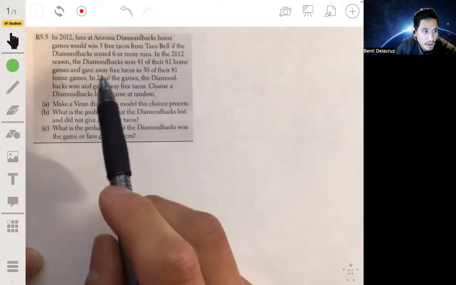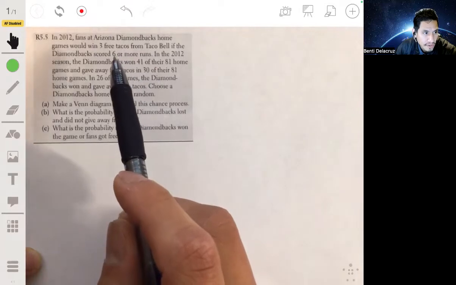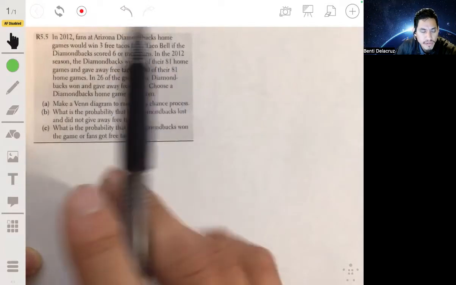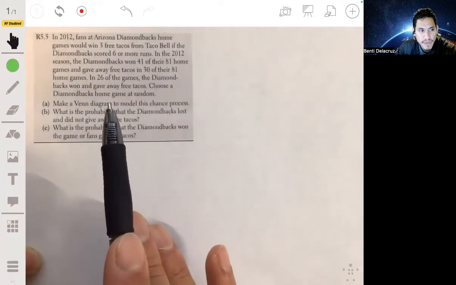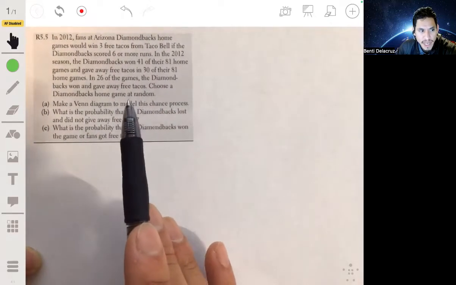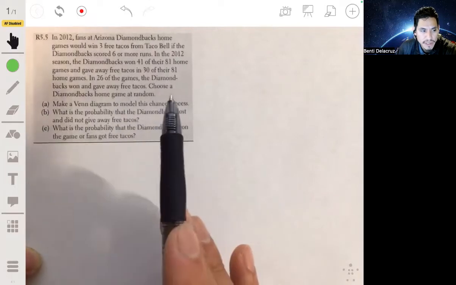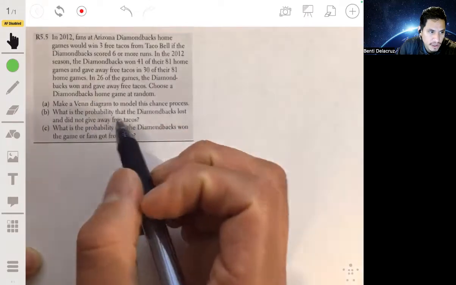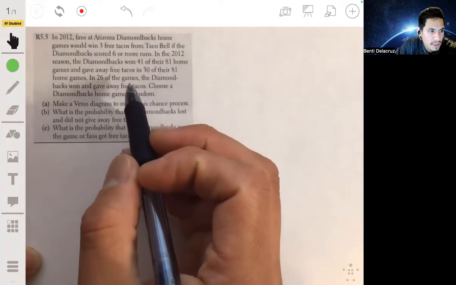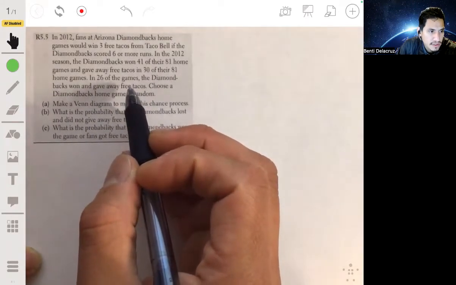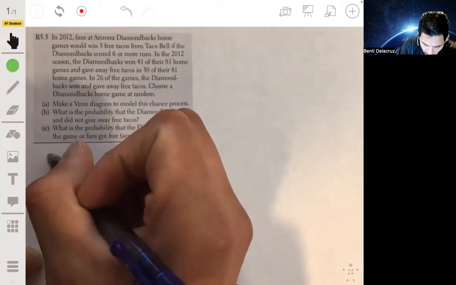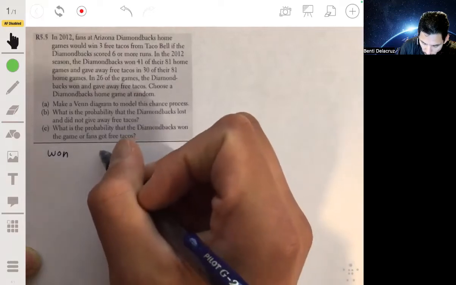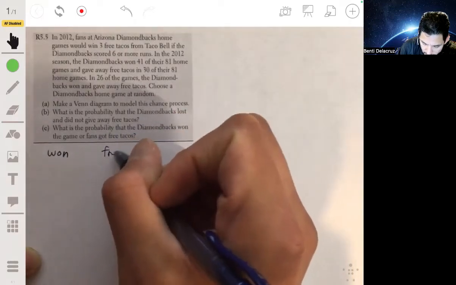So when you're dealing with find the probability, events, and the probability of this happening and this happening, or this happening or this happening, first just write out what events you're dealing with. So we have that we're dealing with the event that they got free tacos or the Diamondbacks won. So we have that they won, and the other event is they got free tacos.